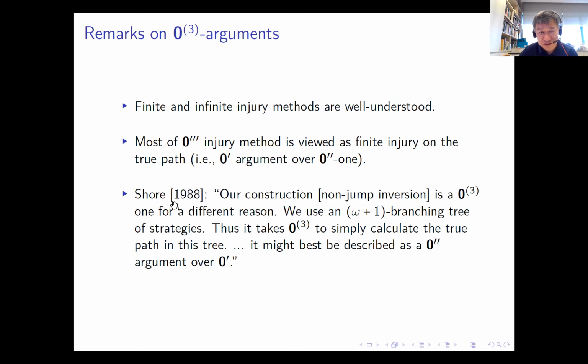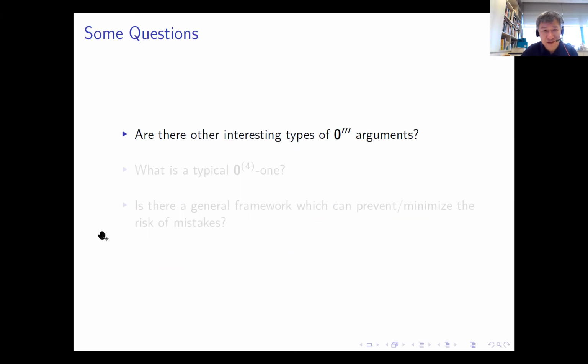In the non-jump inversion theorem, Shore points out, so this part, okay, I cannot give you, this is a bit hand waving from my side. According to Richard Shore, the non-jump inversion construction is 0''' for a different reason, because he used an omega plus 1 branching tree. Therefore, it takes 0''' to simply calculate the true path in the tree. And due to the feature in that construction, Richard continues, it might best be described as a 0'' argument or 0' jump. Okay, I don't have time. I'll just continue to the final slide.